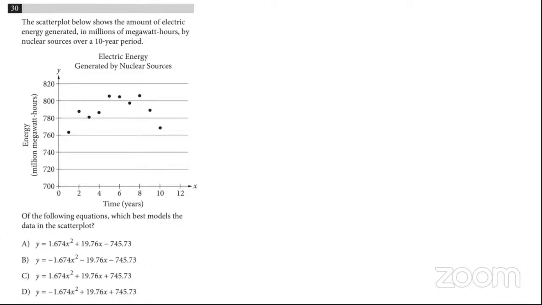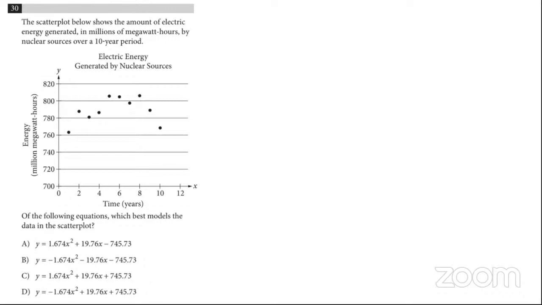If it's an upward parabola, a will be positive, and if it's a downward parabola, it will be negative. And the c in the equation ax square plus bx plus c will be the y-intercept. From our options, we can see that the equations are all of parabolas. Option A is an upward parabola, because 1.674 is a positive number, so it's opening upwards.